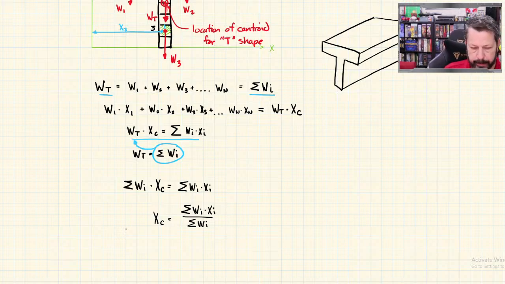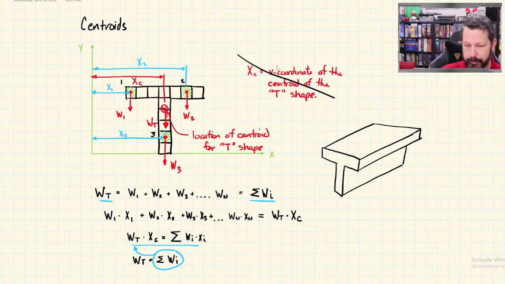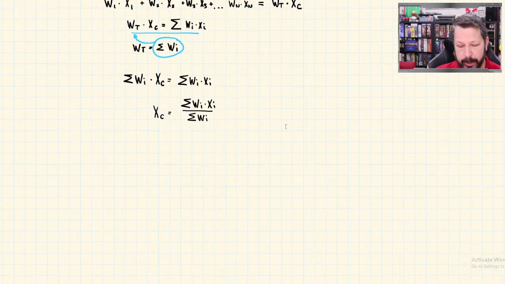So a couple of these things have special names. Well, actually not quite yet. We've got a couple of simplifications to make, and then we'll get to that. So that x sub c, remember, I wrote it up here, that's the x coordinate of the centroid of the T shape, and I have an equation for it now. There's an equation that tells me.